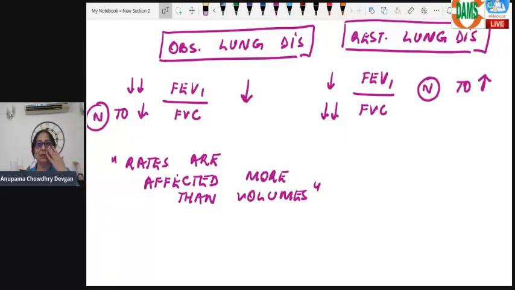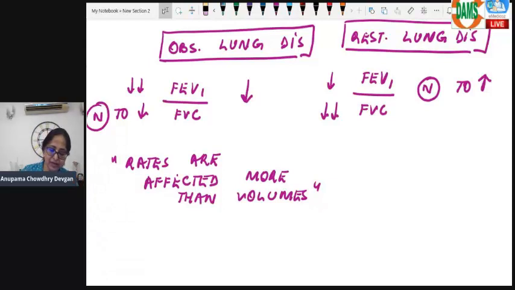Obstructive lung disease, a simple way: there is a plastic pipe. If you place your foot on that pipe, flow rate will reduce. So in obstructive lung disease, flow rates will reduce. Rates are affected more than volumes. FEV1 is a rate. FVC is a volume. So rates are affected more than the volumes. Numerator is affected more than the denominator, so the ratio reduces.